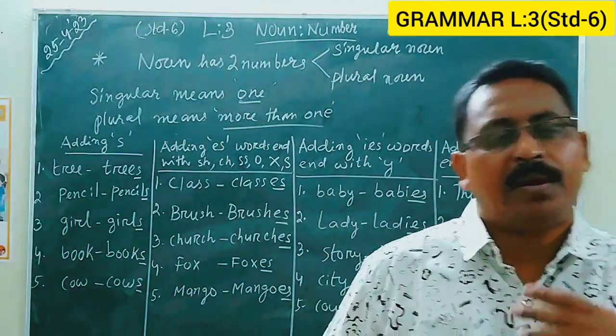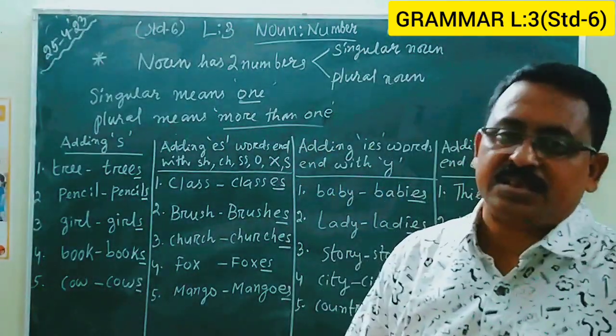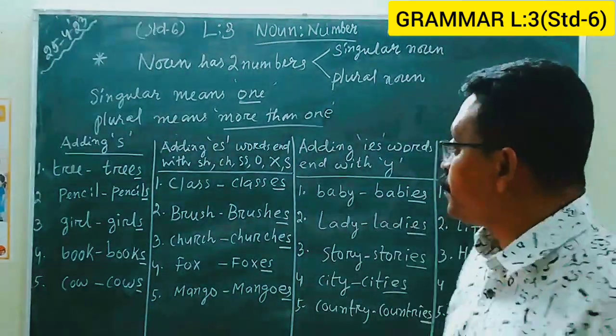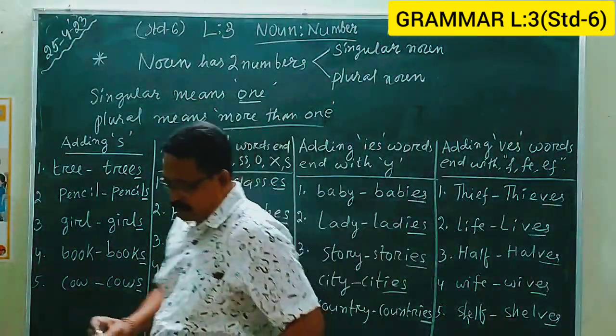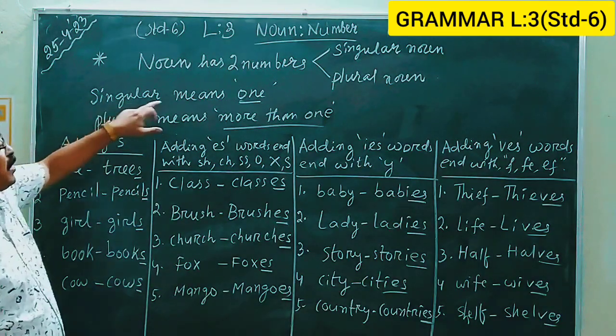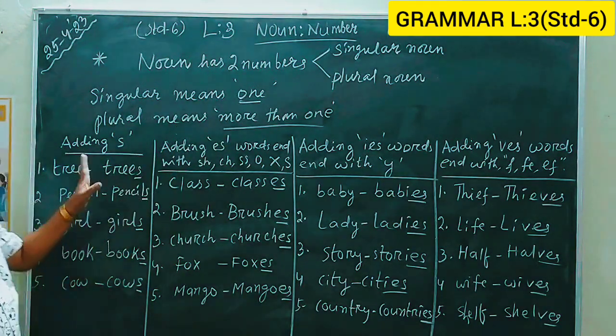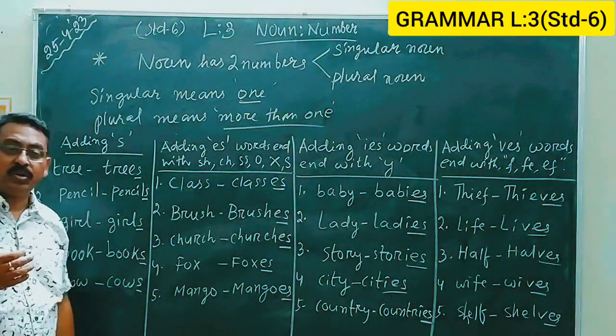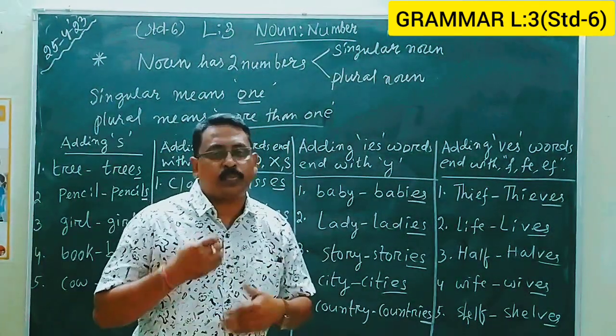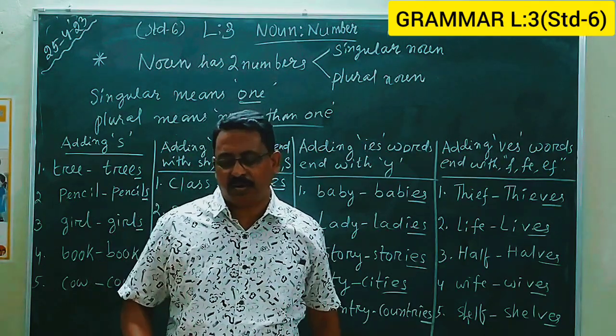Two, hundred, anything else, but more than one. This is singular and plural. Here I have written: singular means one, plural means more than one. Now, how to make singular into plural, we will see in this video.